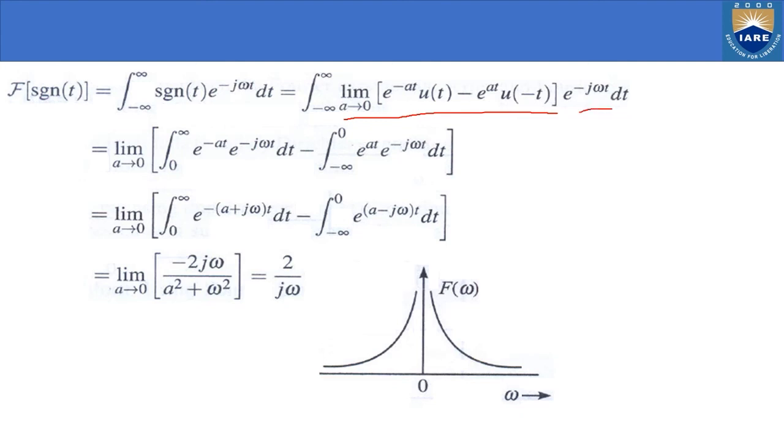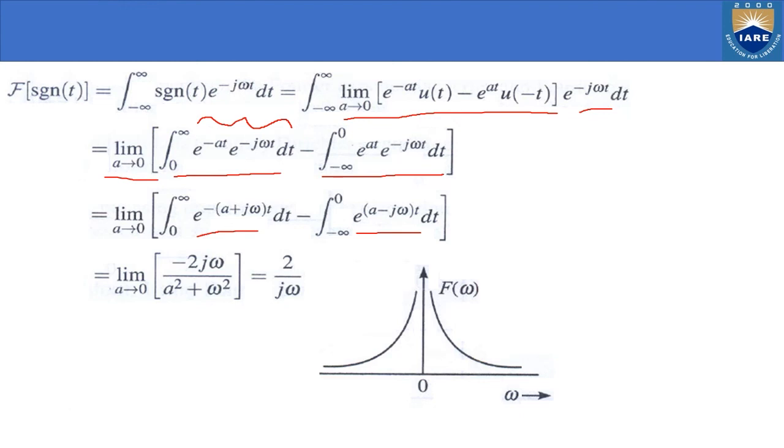Now you have again two terms, and the limit you can take outside. This is the first one on the positive side, and this is on the negative side. Then again I know this: e to the power of minus (a plus j omega) multiplied by t. So this kind of thing. Okay, this is what I have after combining both exponential terms.